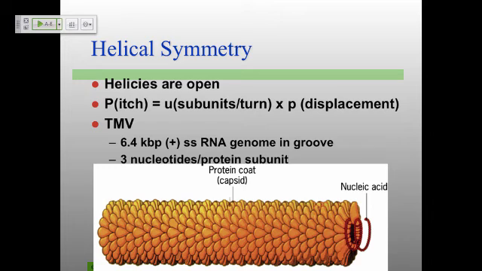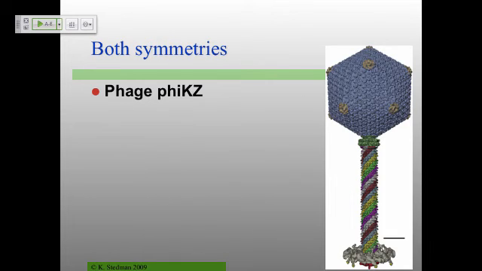So we've got icosahedral symmetry and helical symmetry. Lots of bacteriophage actually combine both of these. This is phage 5KZ, published just a couple of years ago. It has a nice icosahedrally symmetric head structure and then a helically symmetric tail structure. And so quite often, particularly in the bacteriophage, we have these combinations of the two kinds of symmetry coming together in this process.